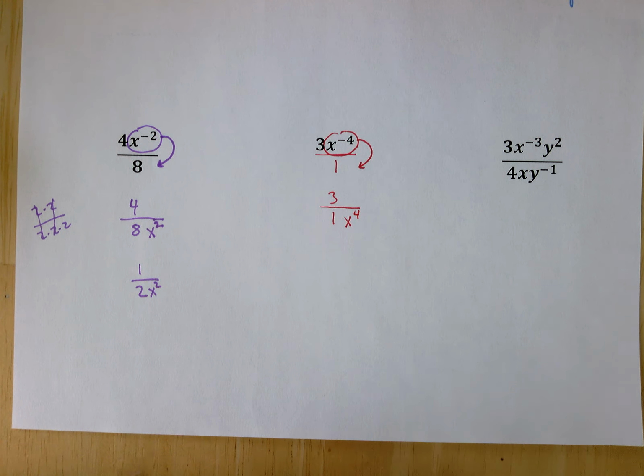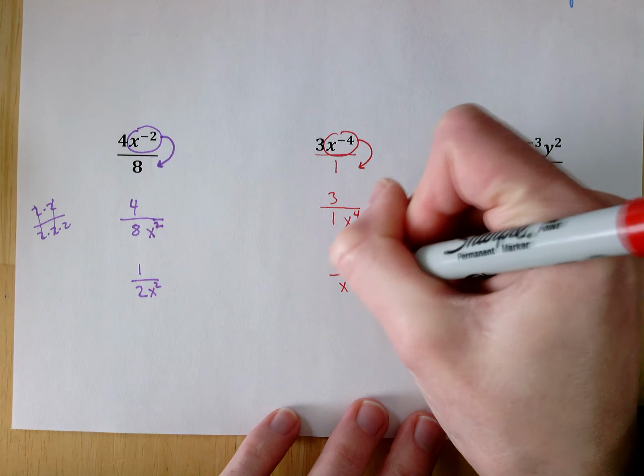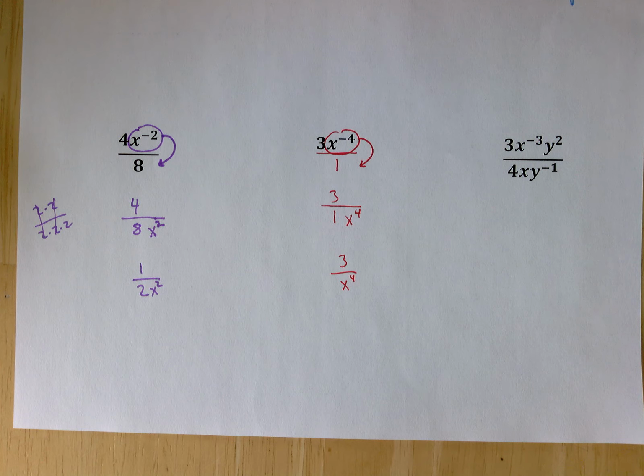Okay, and then the 3 and the 1, they don't cancel. So you could either leave it like that, or you could just write it as 3 over x to the 4th, because 1x to the 4th and x to the 4th are the same thing.